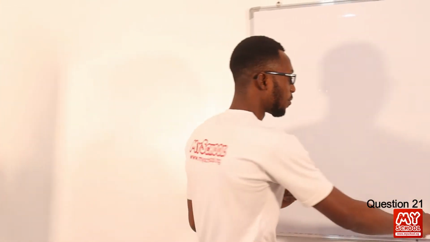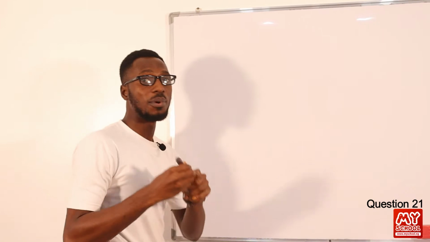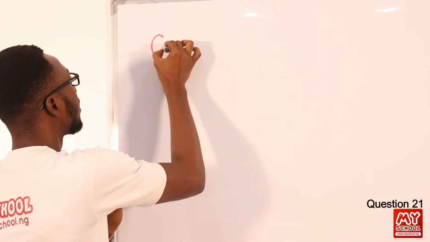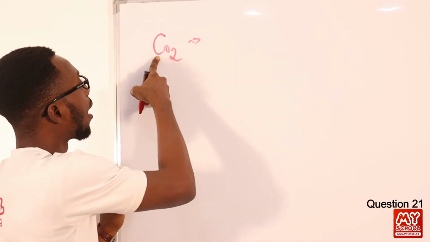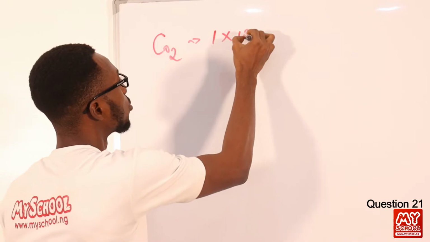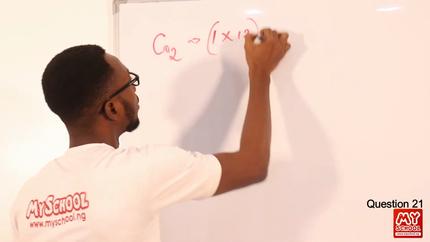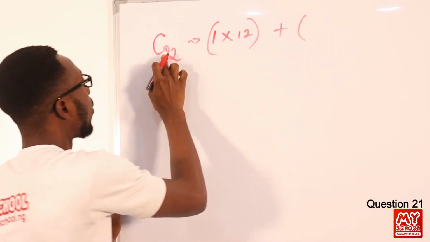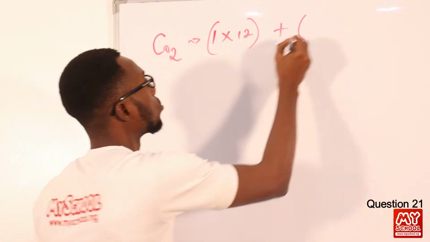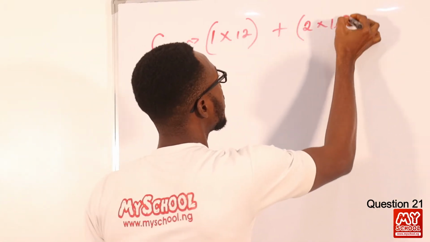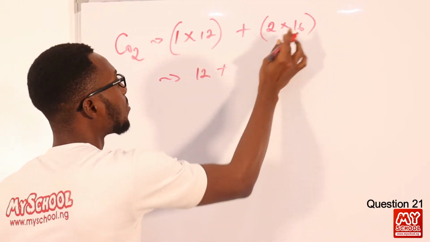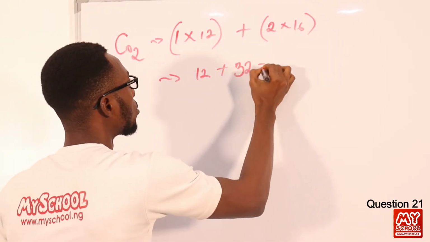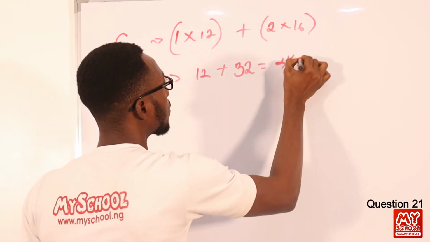So typically we have to find the molar mass of carbon dioxide. That is CO2. So how many atoms of carbon do we have? We just have one. That is 1 times 12 for carbon. Then we have oxygen. How many atoms? We have 2. That is 2 times 16. So I have 1 times 12, that is 12, plus 2 times 16, 32. If I add this together, I have 44.